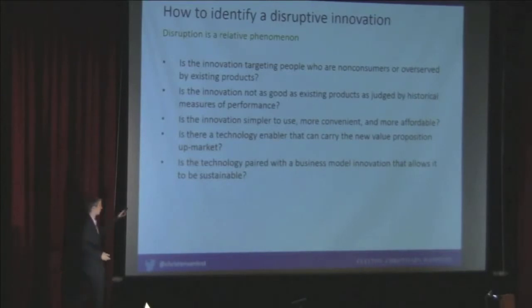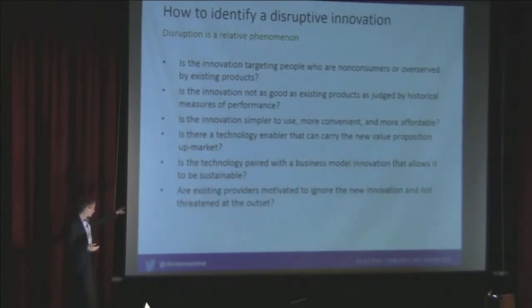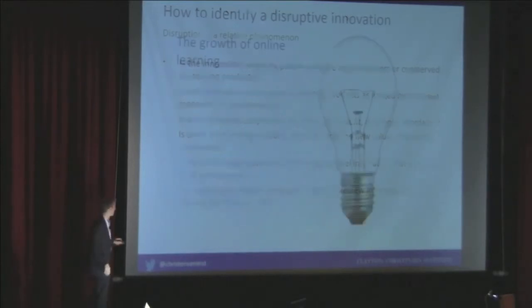It doesn't occur every so often. And it has to sit inside of a new model that allows you to do it sustainably and in a way so that the existing providers are actually motivated at the outset to ignore what you're doing. Just thought that'd be a useful rubric, particularly in the independent school setting, as we'll talk about micro schools in a little bit, which I think is an interesting phenomenon worth considering.